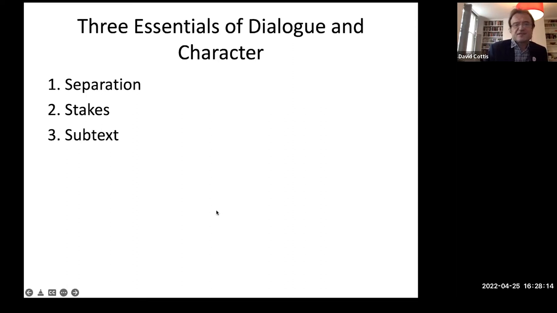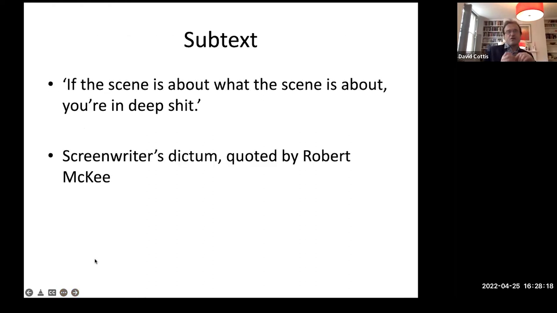And this is the screen that I went to before. This is a line about subtext, which is quoted by the story guru Robert McKee in his book, Story. If anybody is interested in writing, this is a book you should definitely seek out. He quotes a screenwriter's dictum: if the scene is about what the scene is about, then you're in deep shit.